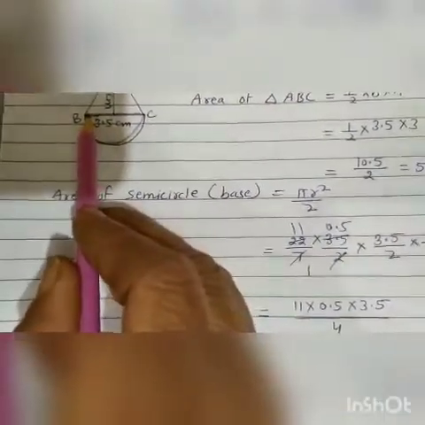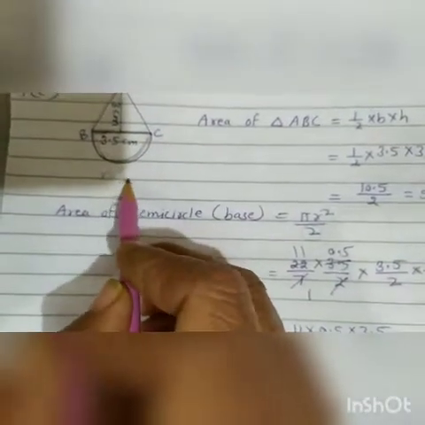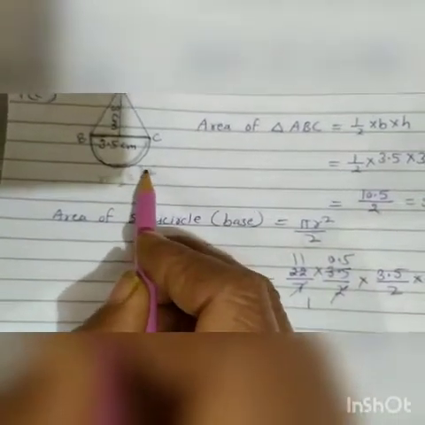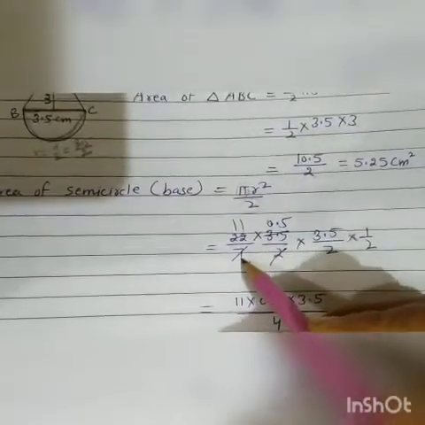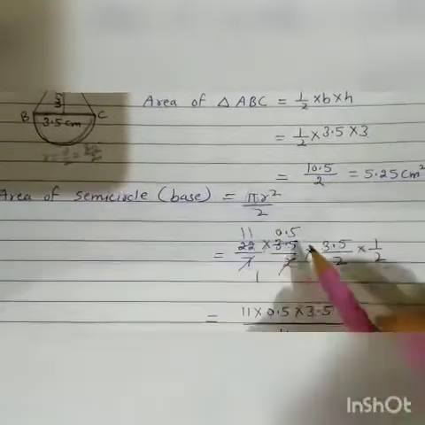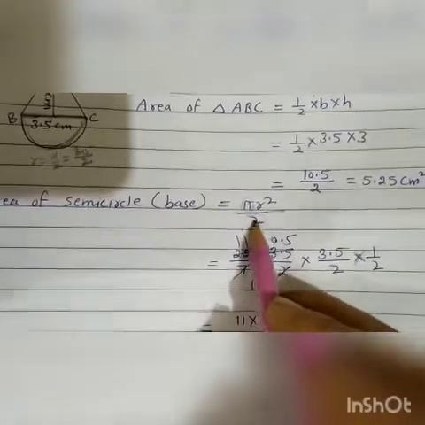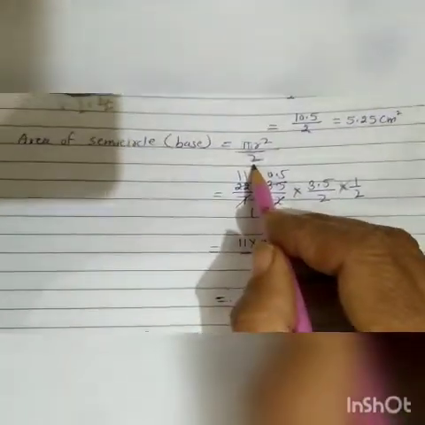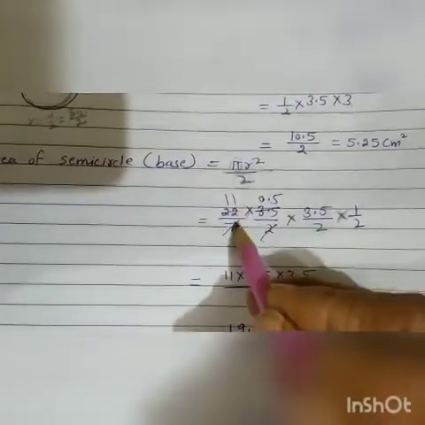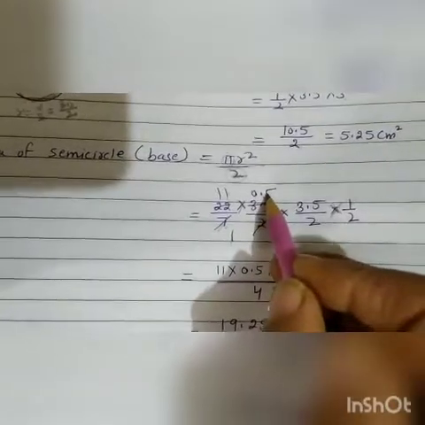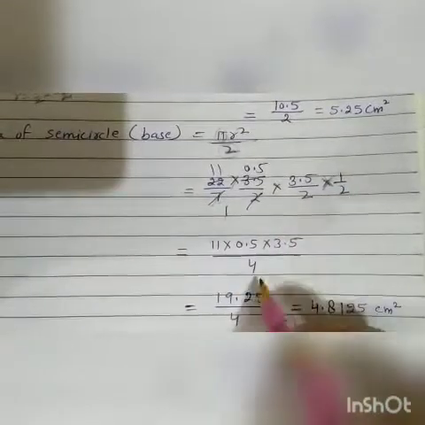See again, this is the diameter for this semicircle. So radius is diameter upon 2. Diameter upon 2 means 3.5/2. So this value of pi is 22/7 into r is 3.5/2 into 3.5/2 into upon this 2. This 2 upon this 2 can be written as multiply 1/2. So 2 1 ja 2, 2 1 ja 2, 2 1 ja 2, 7 1 ja 7, 0.75 ja 35. So 11 into 0.5 into 3.5 upon this 2 into 2, 4.